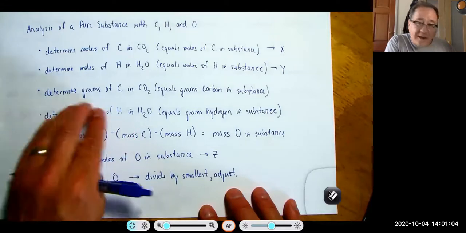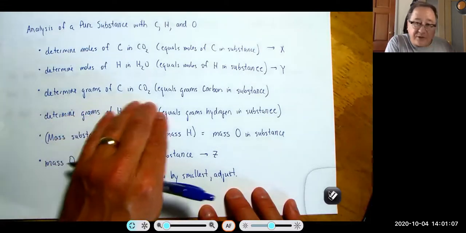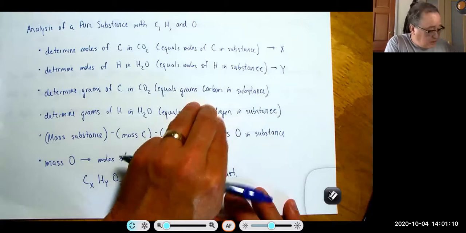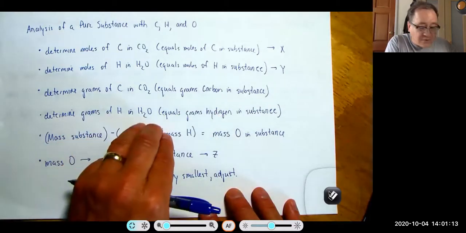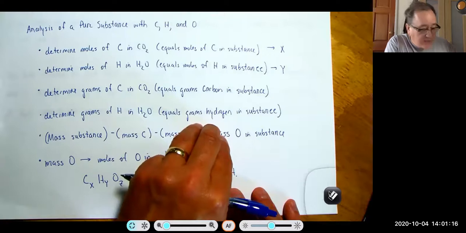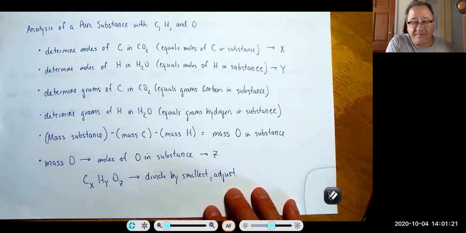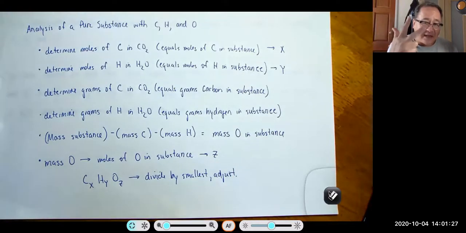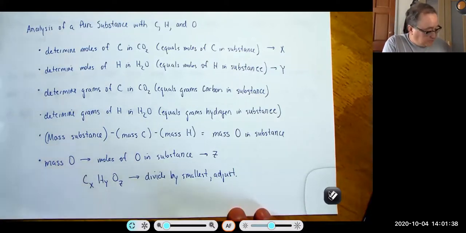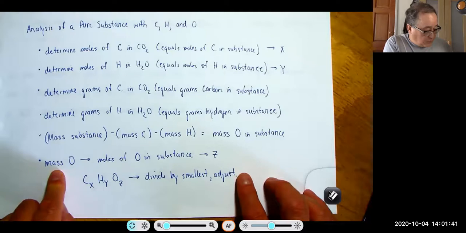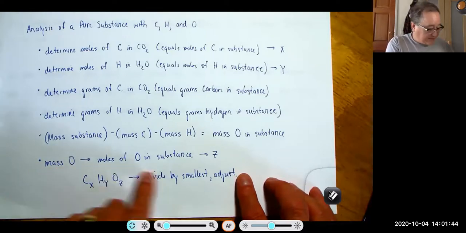You determine the grams of carbon in CO2, because that equals the grams of carbon in your substance. You determine the grams of hydrogen in H2O, which equals the grams of hydrogen in your substance. If you take those two masses and subtract that from the mass of your substance, you get the mass of oxygen. So the mass of oxygen, the mass of hydrogen, and the mass of carbon, added together, has to equal the mass of the substance. Therefore, the mass of oxygen has to equal the mass of the substance minus these two. So once you get the mass of oxygen, you will determine the moles of oxygen in the substance, and that is Z.